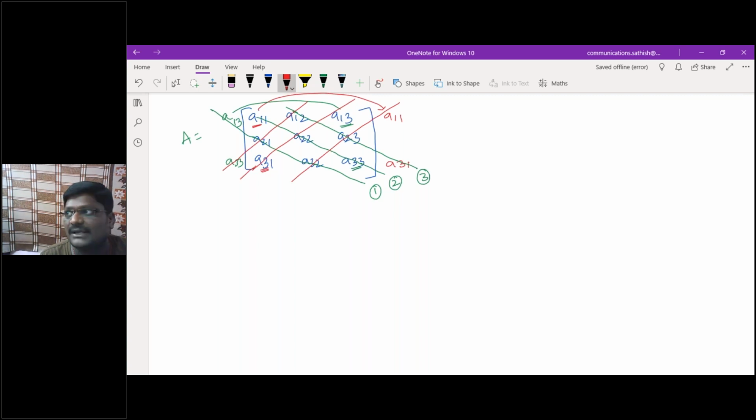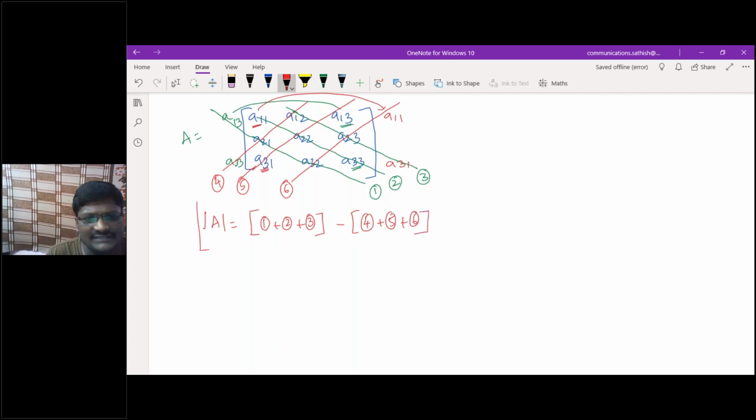This A11, you have to multiply it. So this I'm considering as a4, this I'm taking as a5, and this I'm taking as a6. So now finally, the determinant of A is equivalent to a1 plus a2 plus a3, which is the positive case, and then the remaining a4 plus a5 plus a6 will be the negative part.